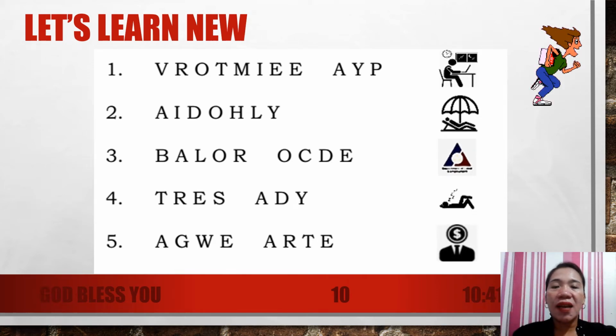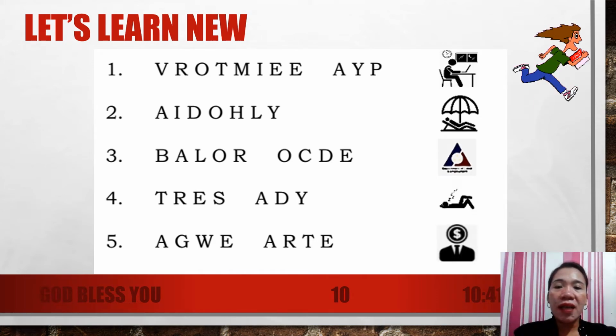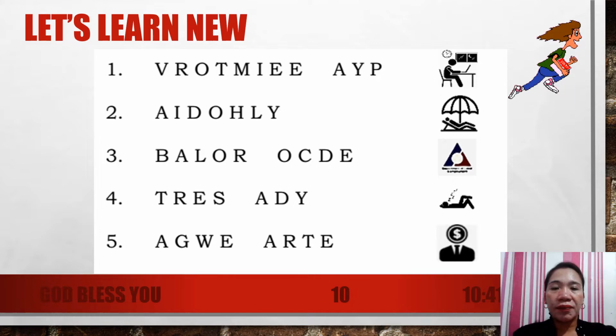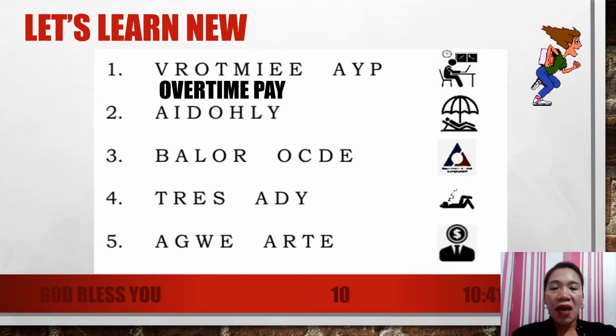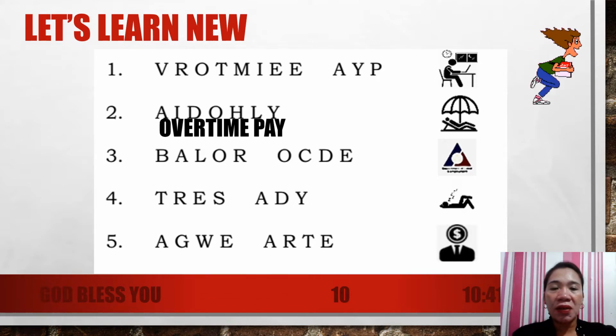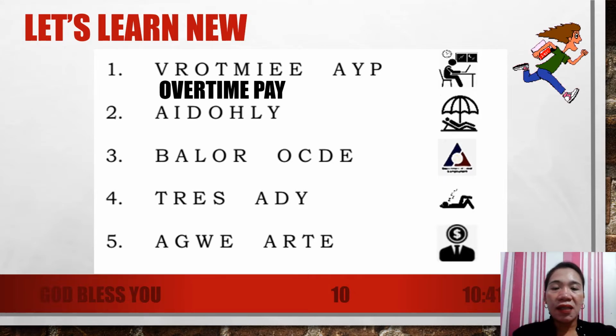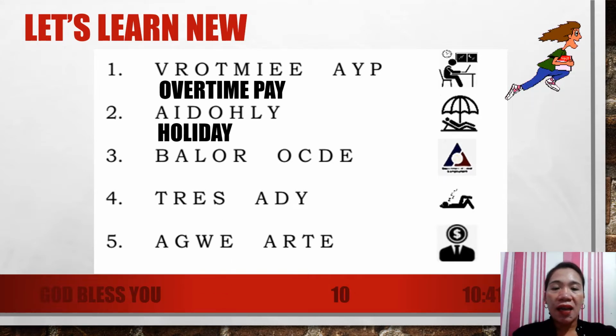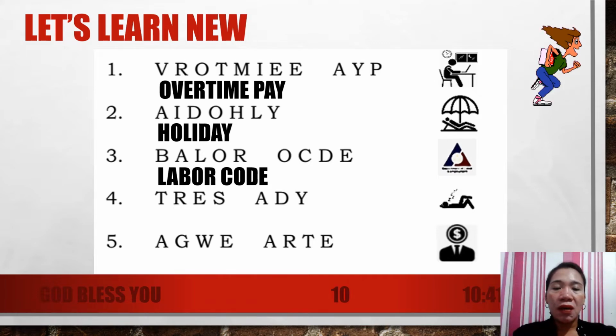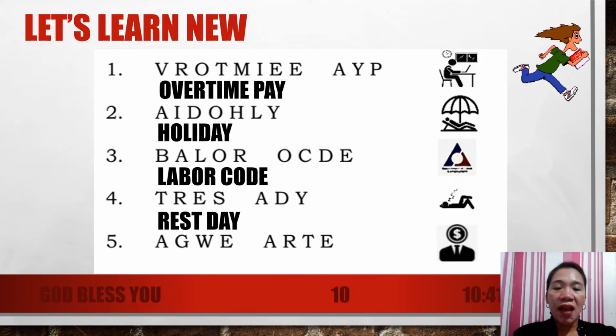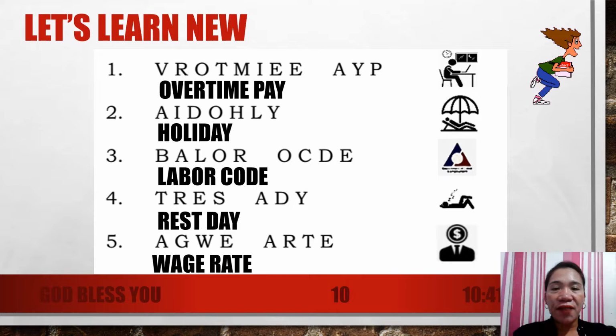Okay, time is up. Let us check. What's the answer for number 1? Okay, overtime pay. Number 2, what's the answer? Holiday. 3, labor code. 4, rest day. And 5, wage rate. Who got 5? Okay, the following words will be encountered in the succeeding discussion.